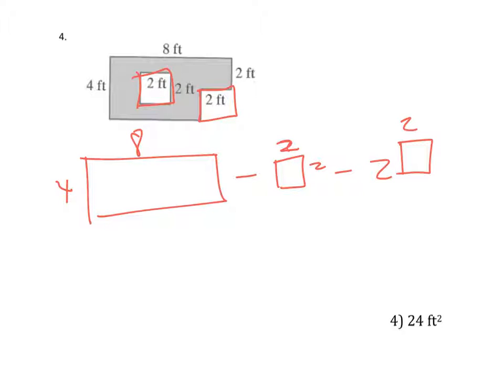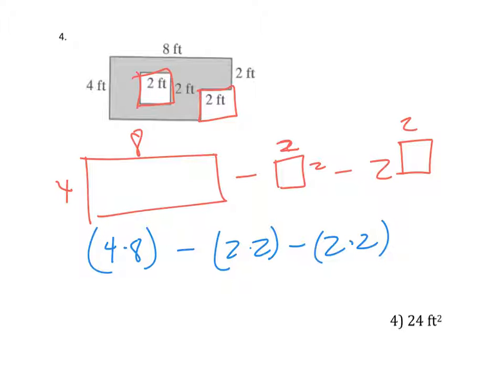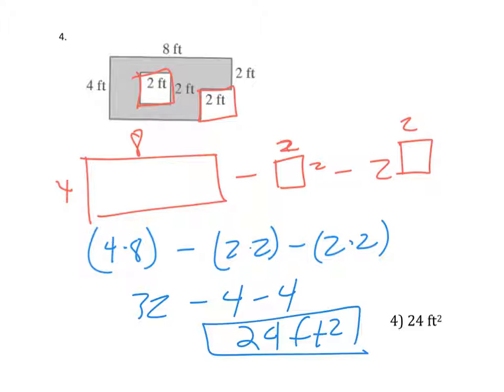Okay, so if we put the math in it here, we have 4 times 8 minus 2 times 2 minus another 2 times 2. 4 times 8 is 32, minus 2 times 2 is 4, minus another 4 is a total of 24 feet squared. Again, it's labeled as squared because it's area. Keep going for another example from me.